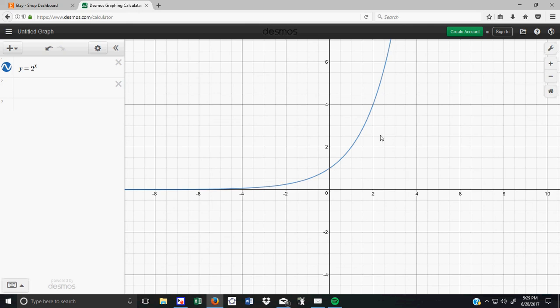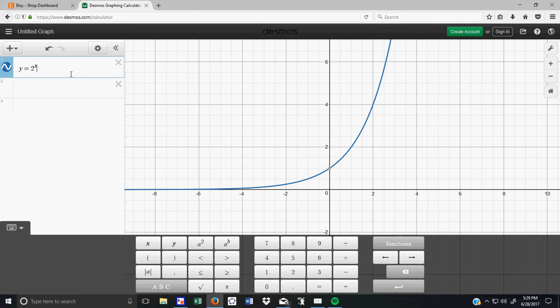And it gets very, very close. When x is 2, y is 4. When x is 3, y is 8. The exponential functions go up very, very fast, and we're going to talk more about that later.